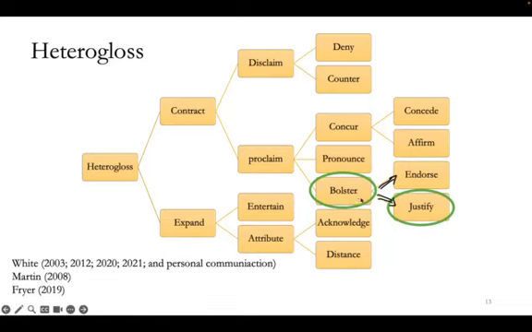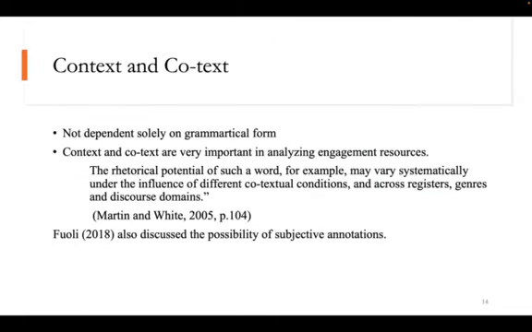Now, in a personal communication in 2023 between White and I, he suggested that these two resources, endorse and justify, could be grouped under one subsystem that is named bolster, because both of these resources strengthen a proposition. So they have the strengthening component in common between them, which makes them members of one group, which is bolster or bolstering. Therefore, this is what I'm using in my article in here.